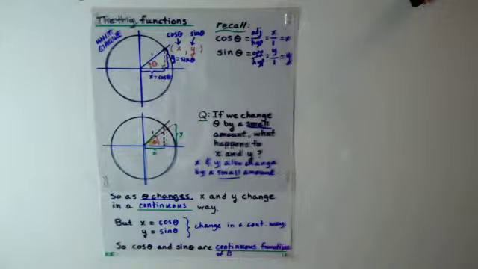As we change theta by a small amount, cosine theta and sine theta change by a small amount, so they change in a continuous way as we change the value of theta. So cosine theta and sine theta are continuous functions, and they're really continuous functions of theta over their whole domains. And remember that cosine theta and sine theta are defined for every real number theta.